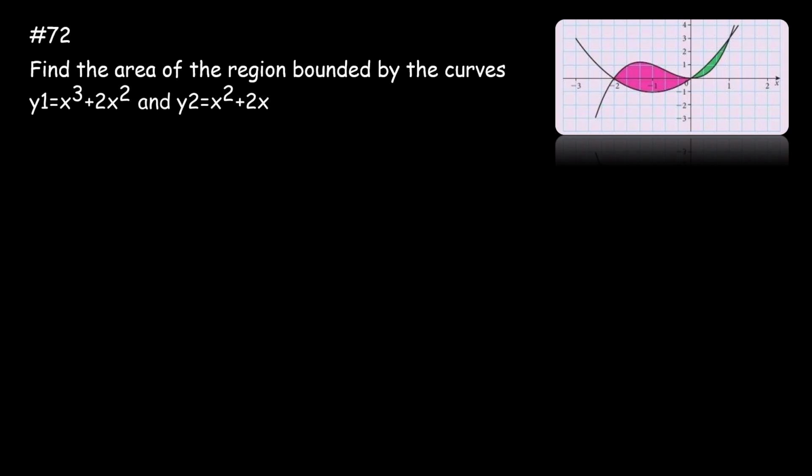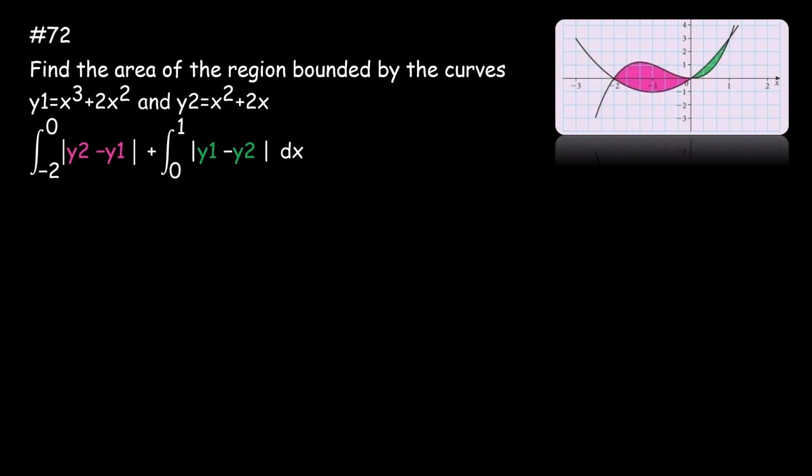Okay, so we want to get the area of the region bounded by both curves. Like I said, the top curve minus the bottom curve. But since we have a negative section, which is a pink section, we need to separate this and do two different integrals. So the integral from -2 to 0 of the top, which is y2, minus y1.